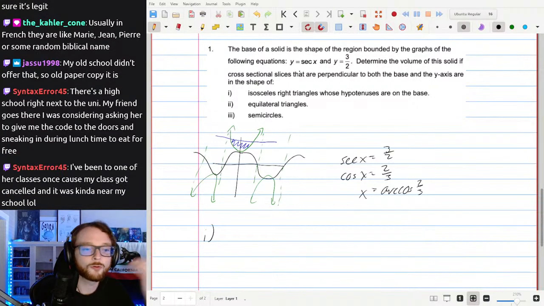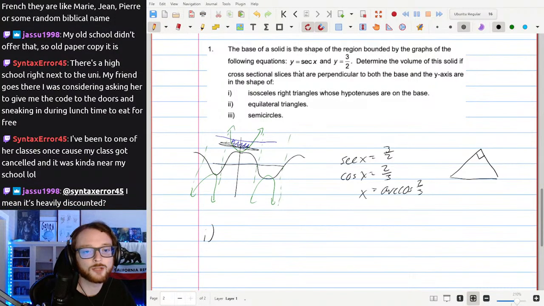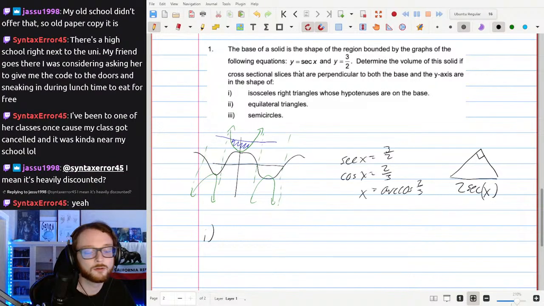Okay, so we need to. So it's an isosceles right triangle. If the hypotenuse is on the base, then this width right here is the width of this function, and the triangle sitting on top of it. So the width of the function, since secant is symmetric, it's going to be twice secant x for whatever x value we're plugging in.